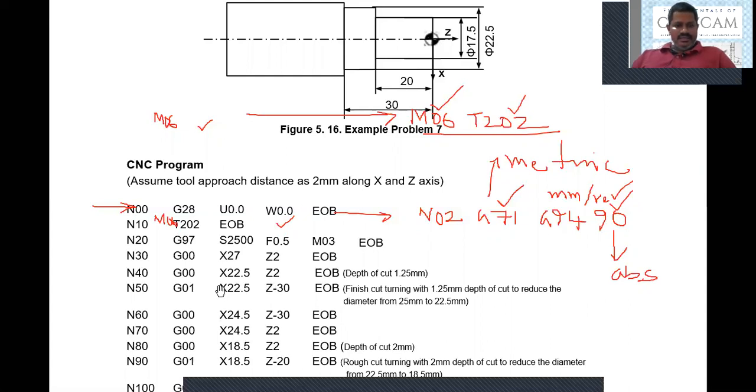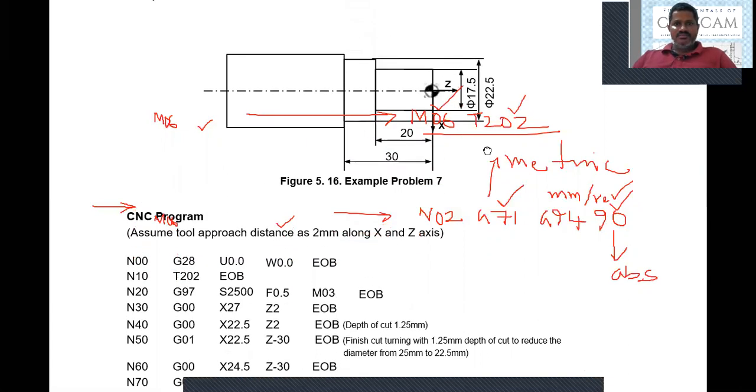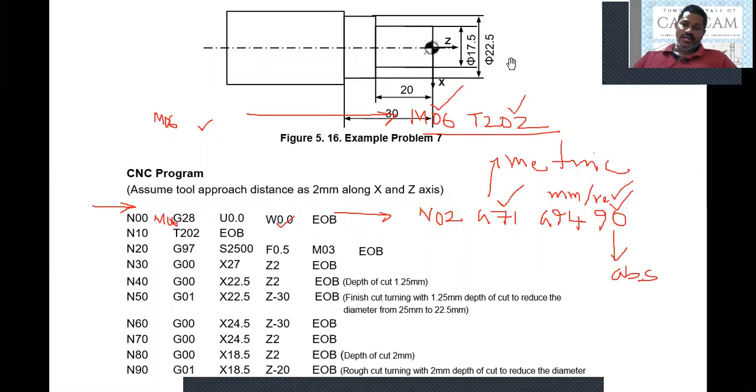Then I move further to give a depth of cut of 1.25, because I need to reduce the diameter from 25 to 22.5, 2.5 mm of material. So I'm giving 1.25 mm depth. Initially we have 25 and the tool needs to move to 22.5. That means the depth of cut is 1.25, which in turn reduces both sides. It is a diameter, so the diameter reduces to 22.5.